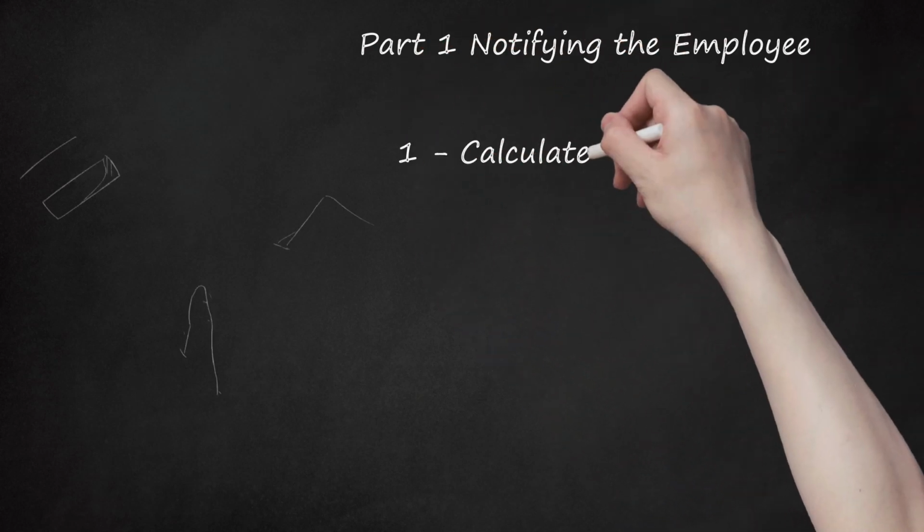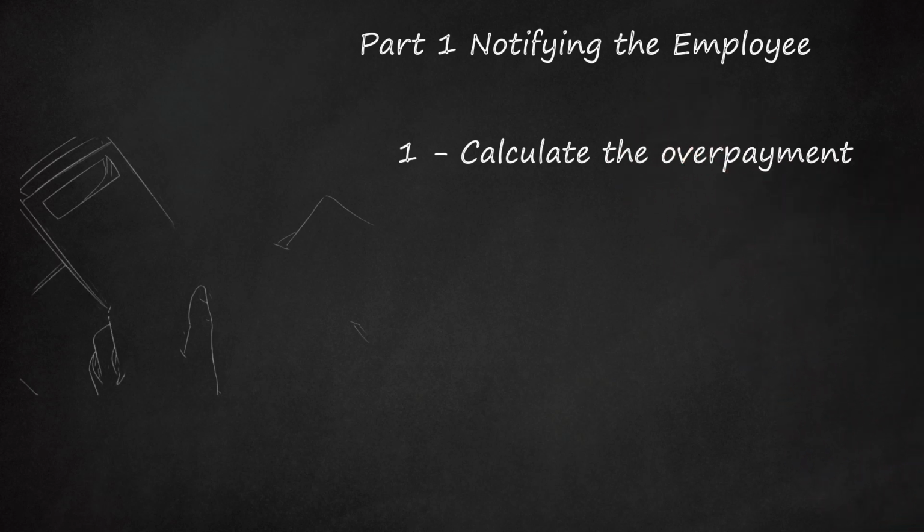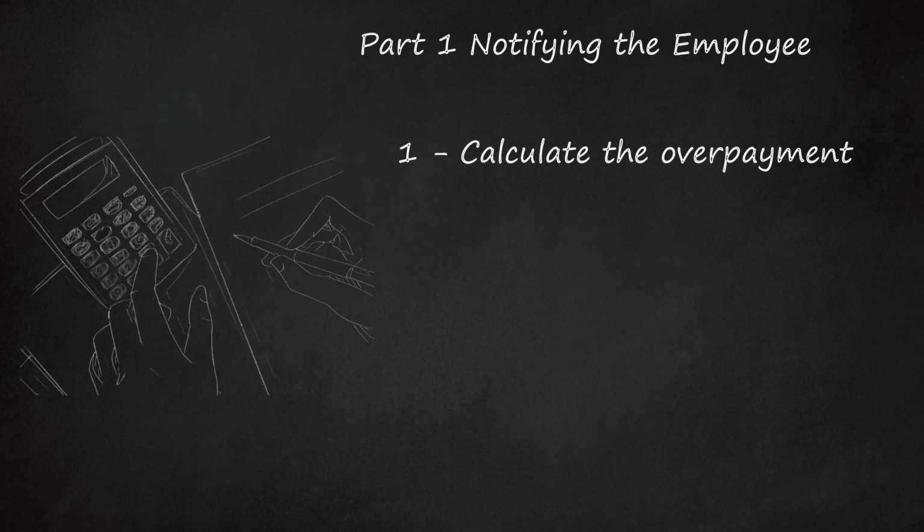Part 1. Notifying the employee. 1. Calculate the overpayment. As soon as a possible overpayment is noticed, you must review the employee's payroll and related records to determine what the employee should have been paid, and the difference between what the employee should have been paid and what the employee was paid.